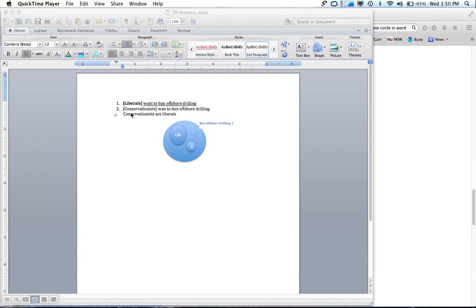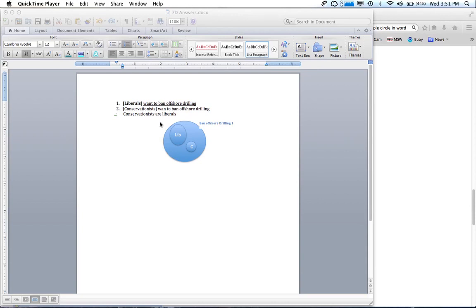And then you go to the minor premise, and you want to identify the subject of the minor premise, which in this case is conservationists. And so we did that. Now you don't need to identify the predicate of the minor premise because that's already been identified, right? Wanting to ban offshore drilling. So don't look at the conclusion because that messes everybody up.